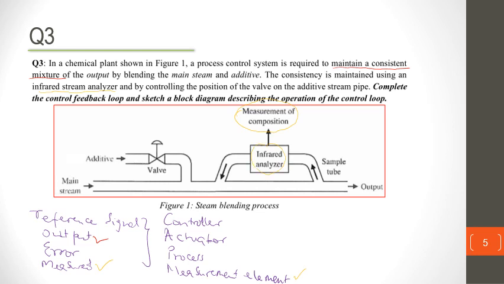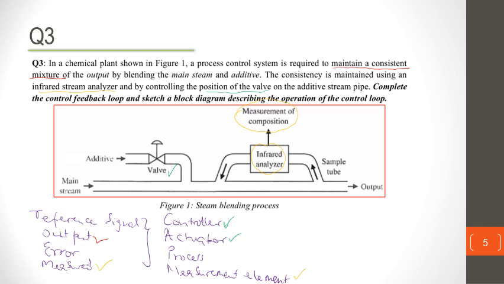Now, moving on, we say by controlling the position of the valve. So it controls the position of the valve. Clearly we see the control signal here, which is the position of the valve. We see also the valve. This should be the actuator that's being controlled. So the controller controls the position of the valve, and the valve itself is an actuator. And we go on. It says to control the position of the valve on the additive steam pipe.